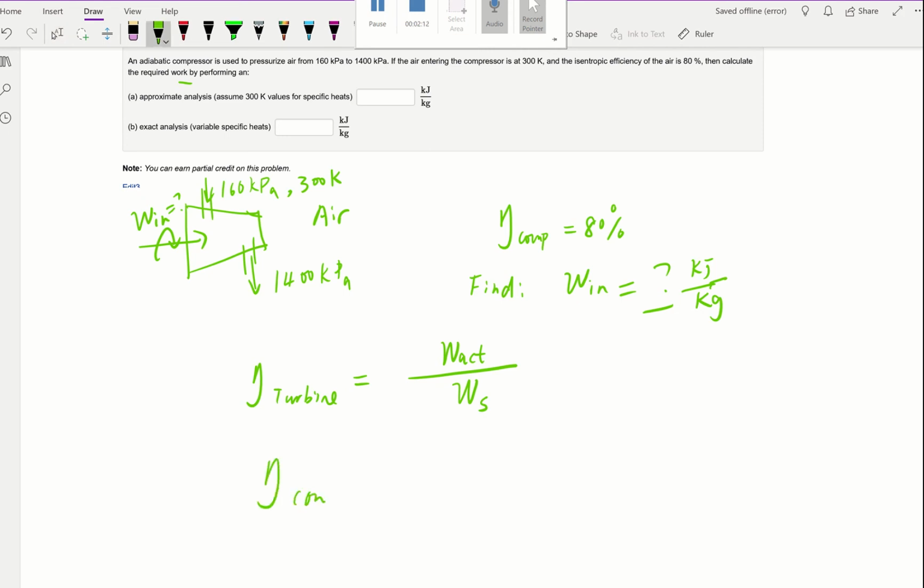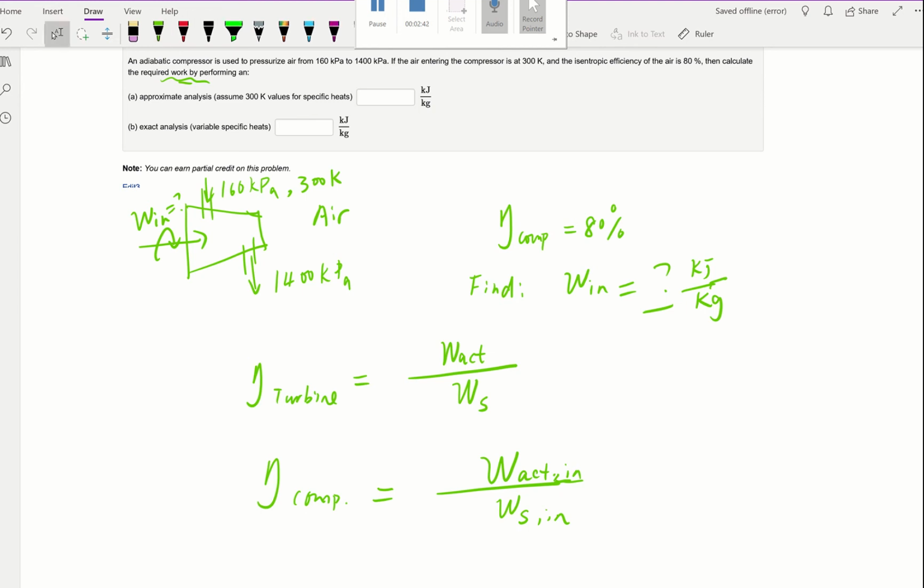So for a compressor, that will be the actual required work, which is what they ask us, over the required work coming in, in a perfect world, for an isentropic process.